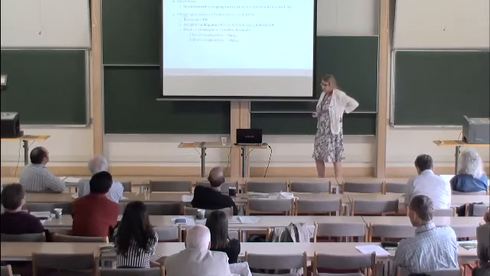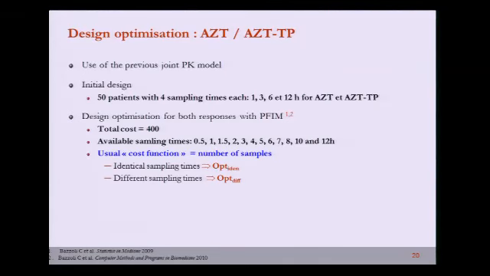Okay, let's go for design. So we wanted to find an optimal design for that model. So we used the previous joint model, the previous estimated parameters. And first, we wanted to evaluate how good a design with 50 patients and 4 sampling times would be, but in each case, we will have both AZT and AZTTP.